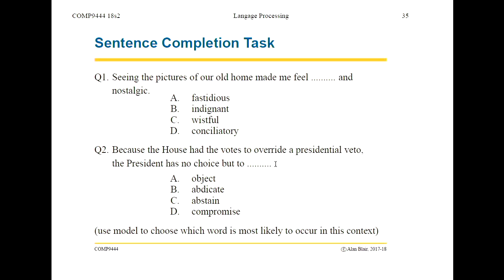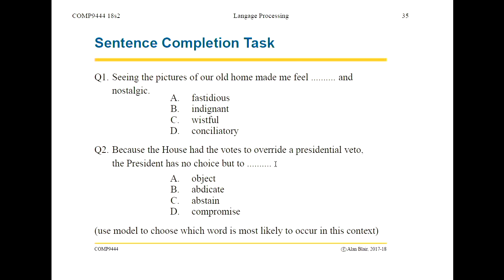Compromise is correct. But in order to answer this question, you probably need to have some knowledge of the American political system. You know, the president, legislation has to pass the House and the Senate and then be signed by the president. And if the president vetoes it, then it's very complicated when I start to think about it, right?